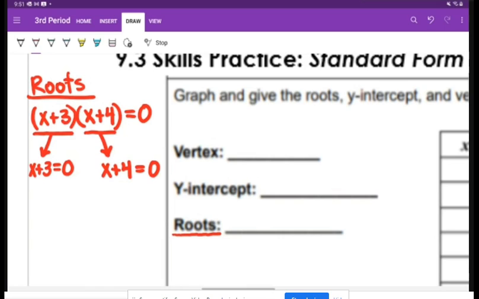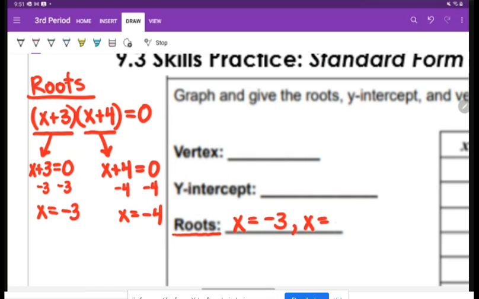So for the first factor, we have x plus 3 equals 0. In order to solve that for x, we just subtract 3 from both sides. And when we do that, we end up with x equals -3. For the second factor, very similar. We just have to subtract 4 from both sides, and we end up with the root x equals -4. So our two roots are x equals -3 and x equals -4.